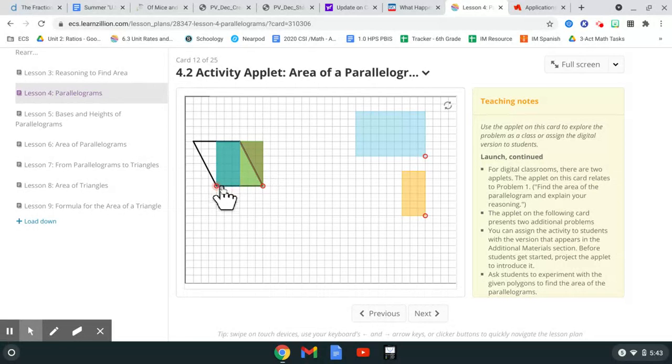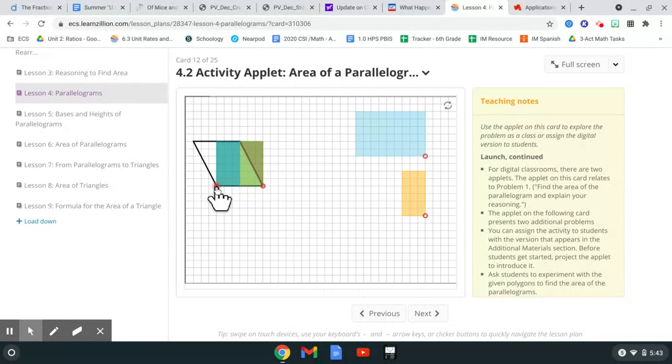So the base, which is down here or up here, is 6. So the base is 6 and the height is 6. 6 times 6 is 36. So I have found that the area of this parallelogram is 36.